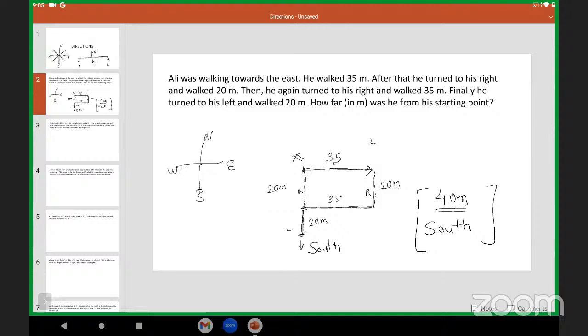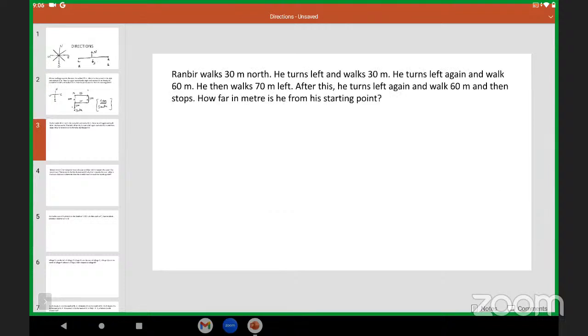We'll move on to the next question. This is also a similar question. You can take 1 minute to solve this and we can try it again.